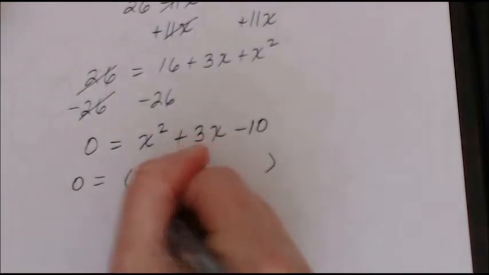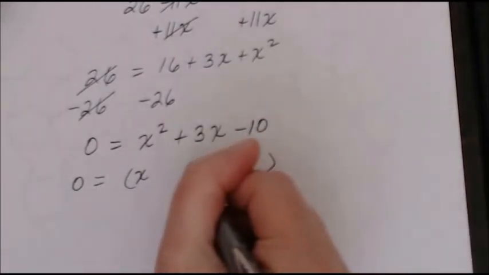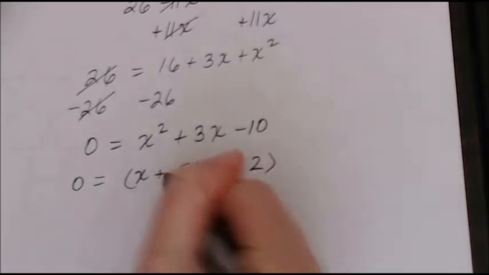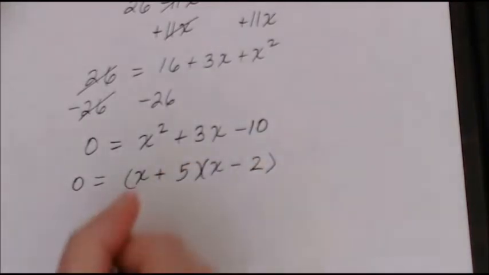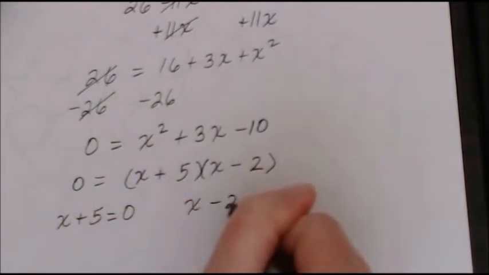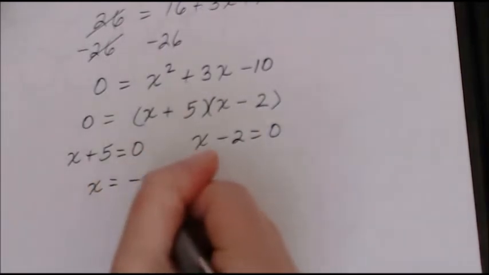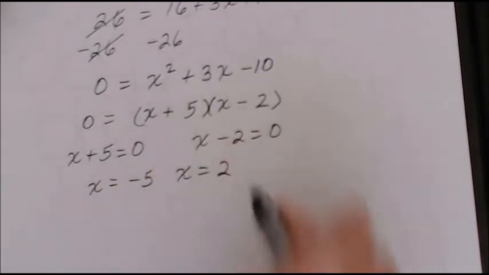So I'm going to have an x here and an x here. We need numbers that multiply to negative 10 but add to 3. So that's going to be 5 and 2, positive 5, negative 2. So now we use the zero product property. That never goes away. We're going to use that a lot this semester, so get comfortable with it. So we're going to have x equals negative 5 and x equals 2.